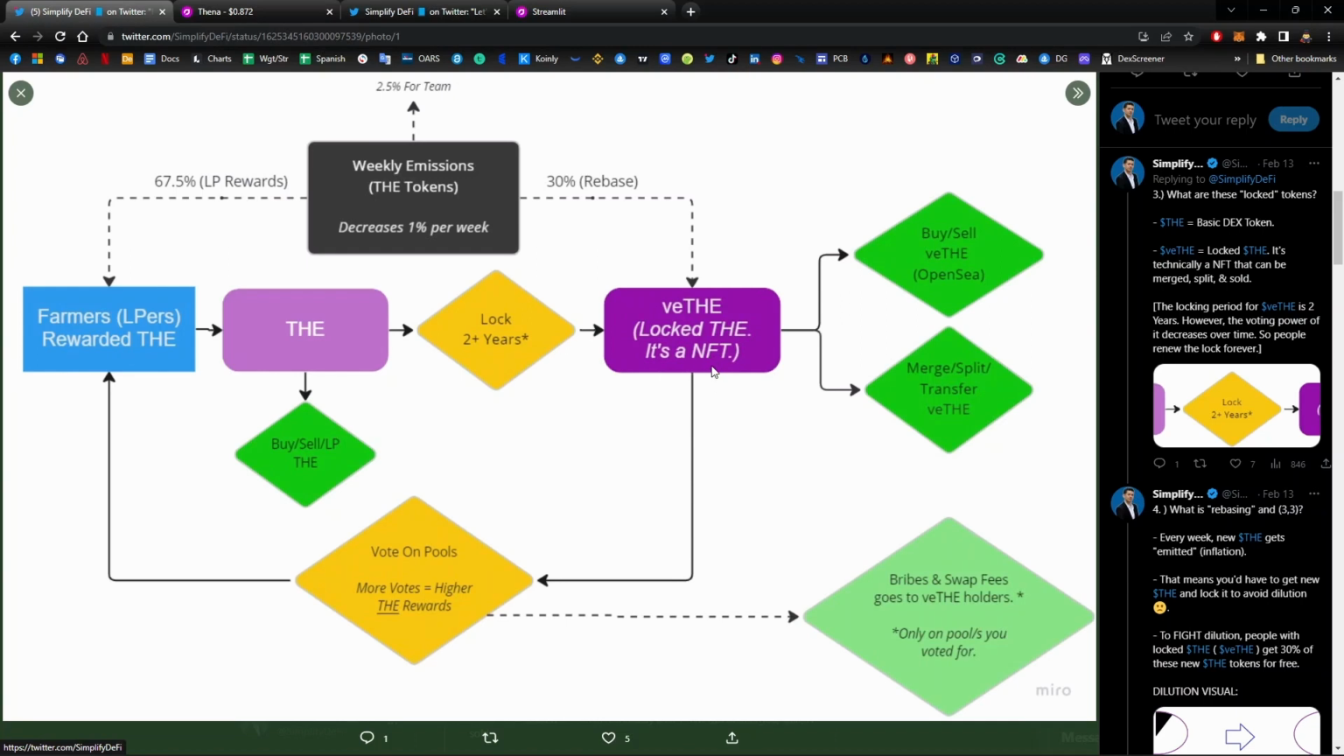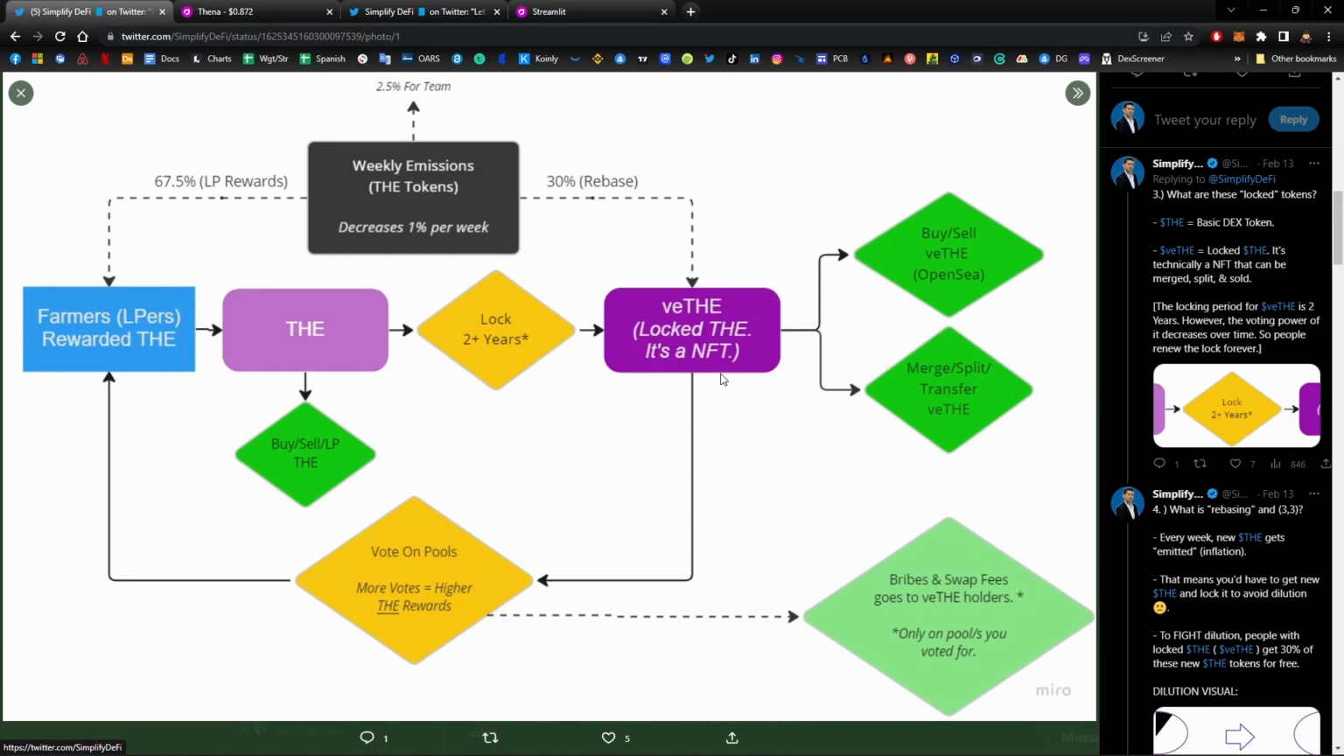So why do the whole NFT to begin with? Great question. Well, it allows you to then be able to buy and sell it on, let's say, OpenSea, as well as do some merging, some splitting, and some transferring. So it provides a lot of different abilities here, which is pretty cool.